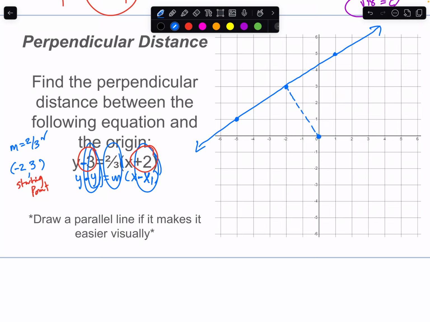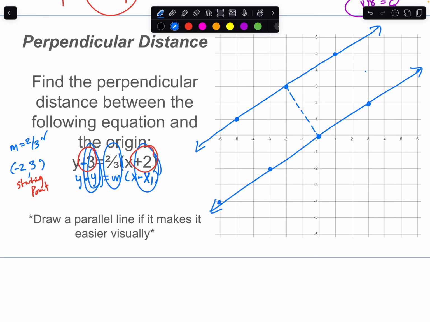Now, I'm going to construct another line that's parallel that goes through the origin. So I'm going to use the same slope. Up 2 over 3. Down 2 over 3. It helps me personally see 2 lines so that I can figure out which points I want to use. When I see the 2 lines, I can find the distance a little easier.